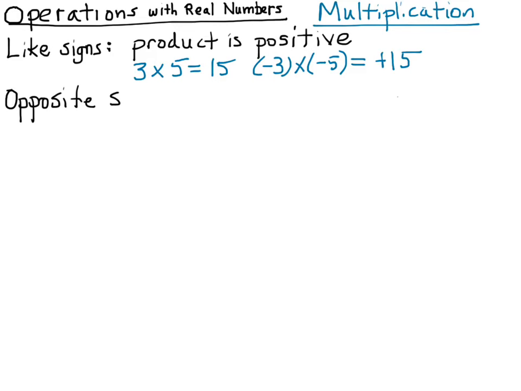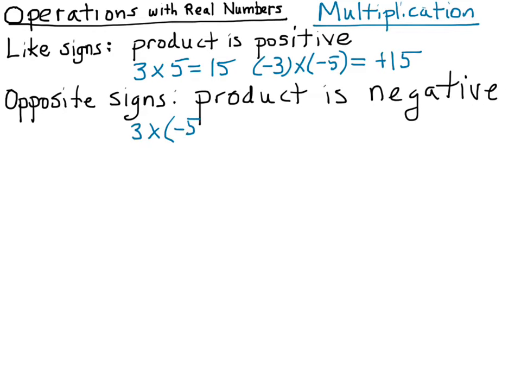So now when you have opposite signs, the product is negative. So we have 3 times negative 5 is negative 15. Negative 3 times 5 is negative 15.